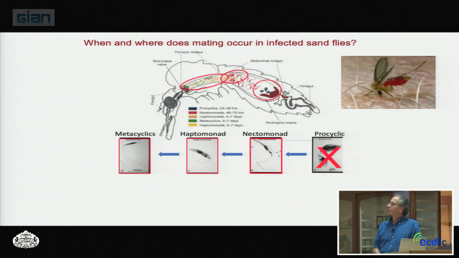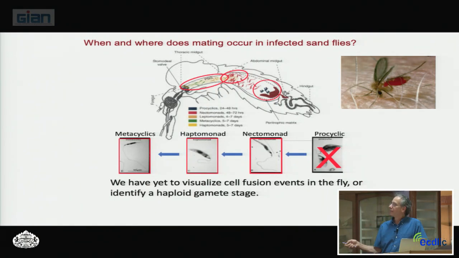Okay, so I'm going to emphasize we still have yet to visualize cell fusion events. We still have yet to visualize these parasites actually having sex. So we haven't identified gametes or a haploid gamete stage, and we've yet to visualize these cell fusion events. These are the sorts of things that we're keen to do now.